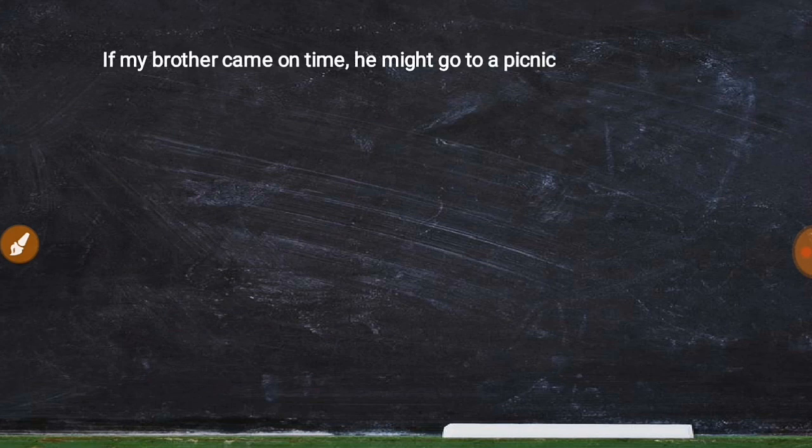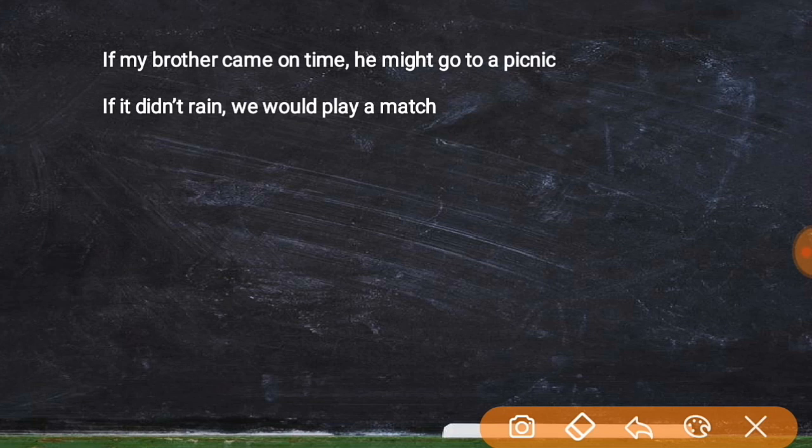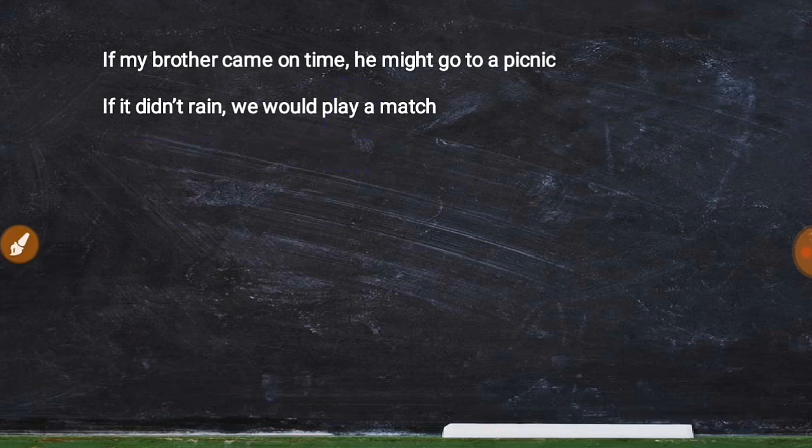If my brother came on time, he might go to the picnic. So "if my brother came on time" is in the past form, and "he might", this is totally right. And next one, if it did not rain, we would play a match. So here also this is the past form, and "would play" is here, the "would" and then the first form of the verb, that is "play". So this sentence is right.